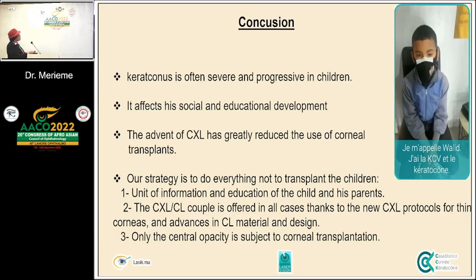So it's finished. To conclude, keratoconus is often severe and progressive in children. It affects their social and educational development. The advent of cross-linking has greatly reduced the use of corneal transplants. Our strategy is to do everything not to transplant the children, with information and education of the child and his parents. The cross-linking and contact lens couple is offered in all cases thanks to the new cross-linking protocols for thin corneas and advances in corneal contact lens material and design. Only the central opacity is subject to corneal transplantation. Thank you.